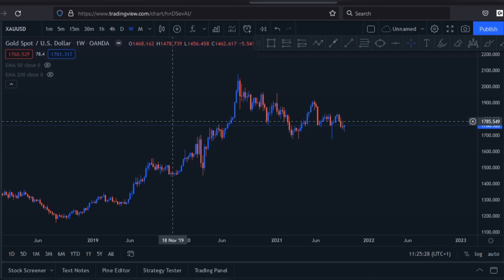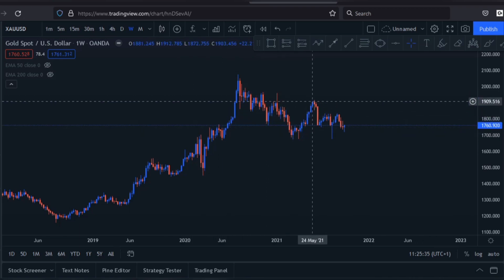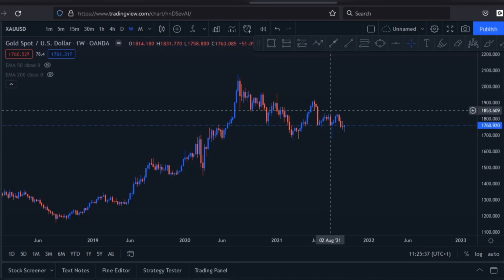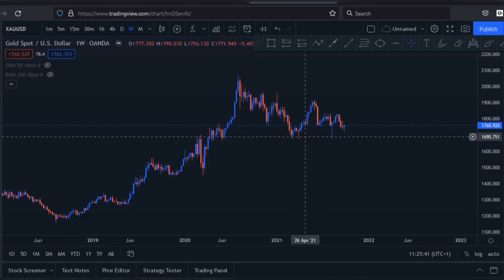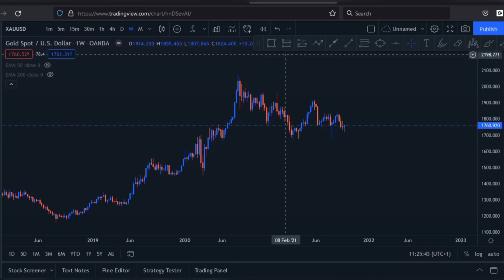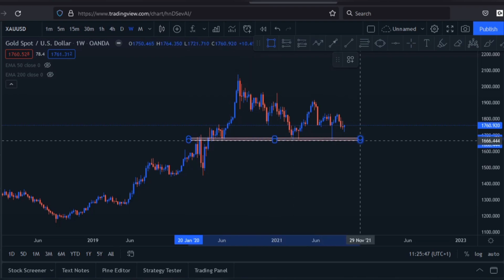So as usual, I'll start with gold from the weekly time frame. And from the weekly time frame, we can see that price was forming this lower low and got to this level here and failed to break below this area here, which in turn is a very key area of structure because price has tested it numerous times and has failed to close above it.